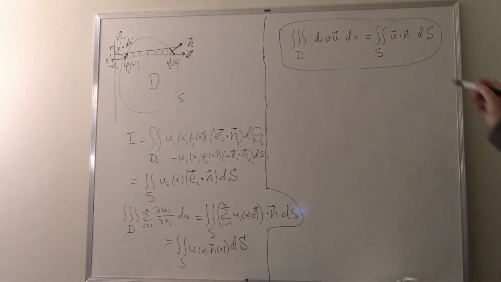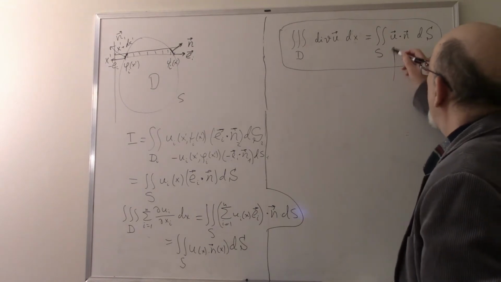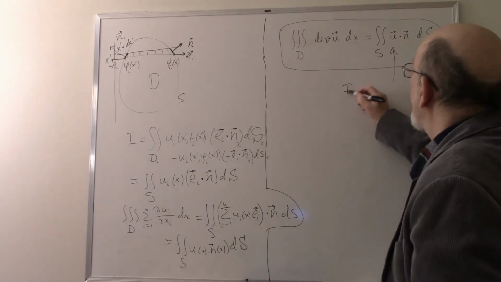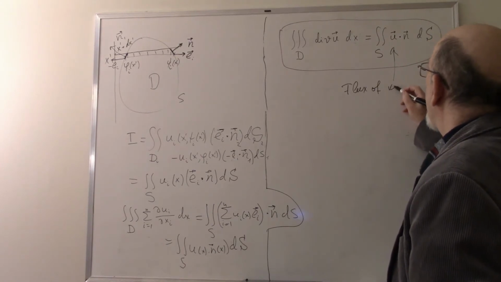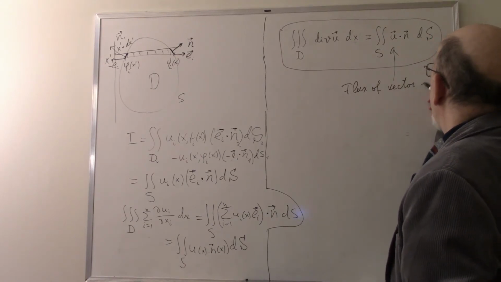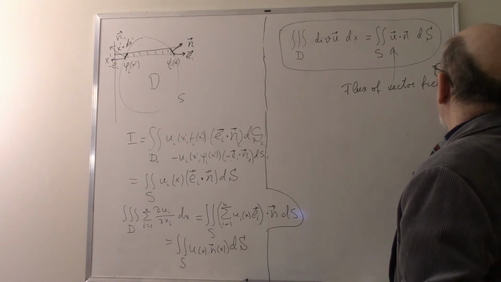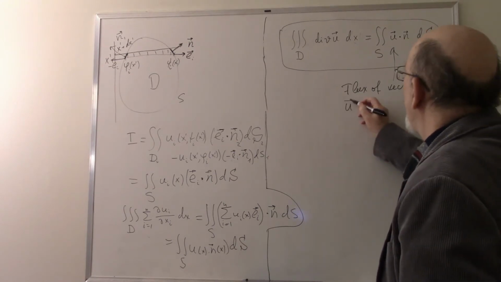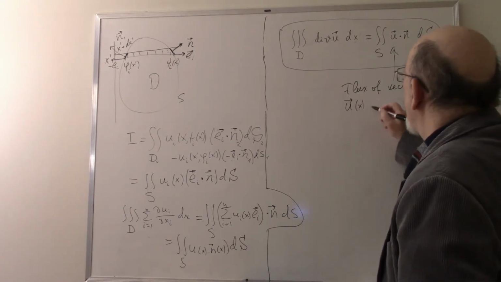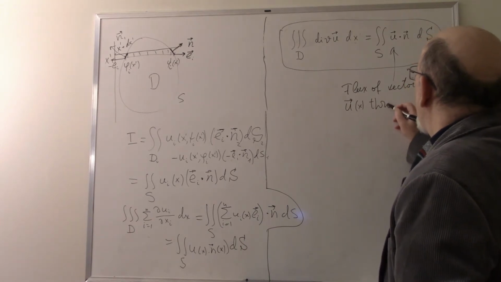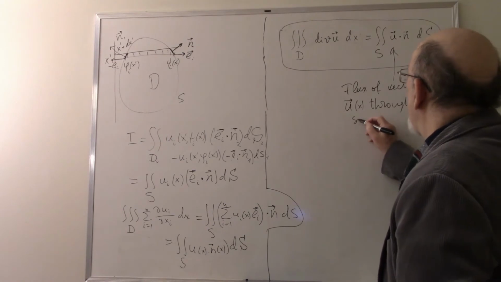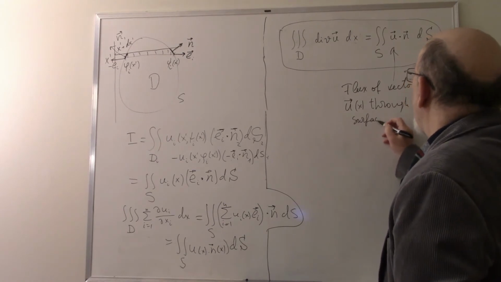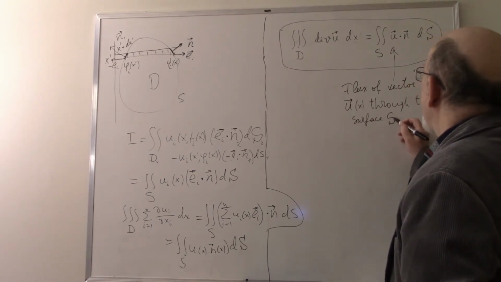So what is written here is called the flux of the vector field u of x through the surface S.